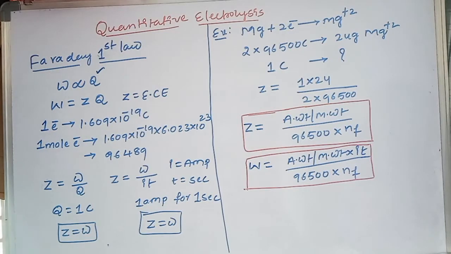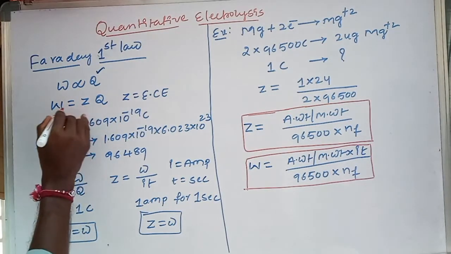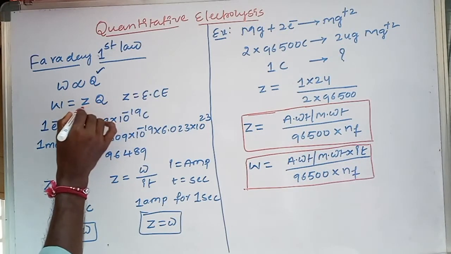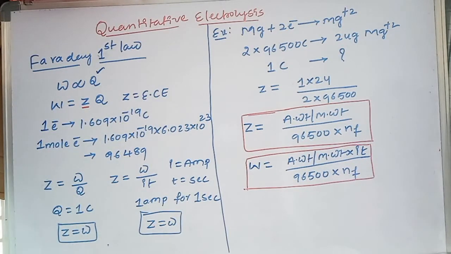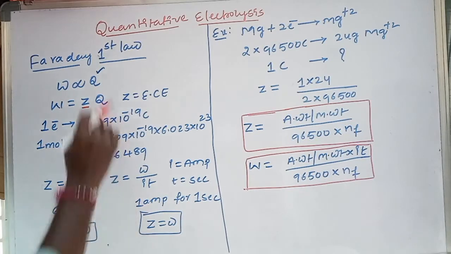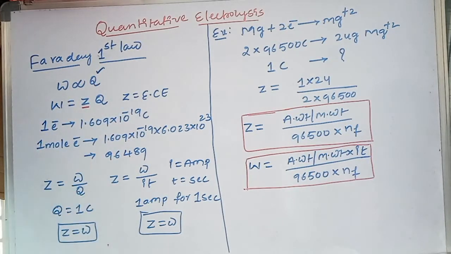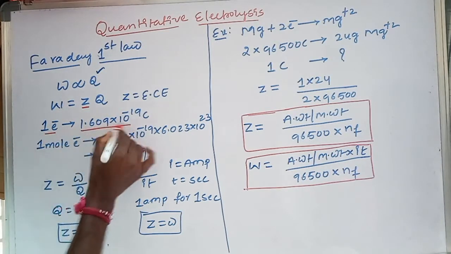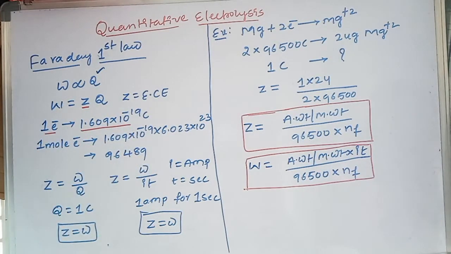Now if we remove the proportionality sign, we get a constant: W equals Z into Q. Here Z is the electrochemical equivalent and Q is the charge in coulombs. We already know that the charge of 1 electron is 1.609 into 10 to the power of minus 19 coulombs. Then what is the charge of 1 mole of electrons in coulombs?